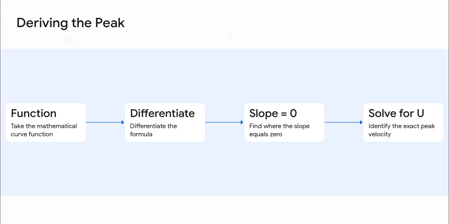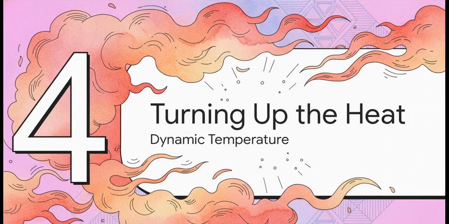Well, the source outlines a beautiful little bit of calculus to solve this. First, you take the mathematical function that creates the curve itself. Then, you differentiate that formula. And here is the magic step. To find the peak of any curve, you just find the exact point where it stops going up and hasn't yet started coming down. It's the exact point where the slope equals exactly 0. By setting the slope to 0 and solving for u, the velocity, we mathematically nail down the absolute peak of all that chaos.